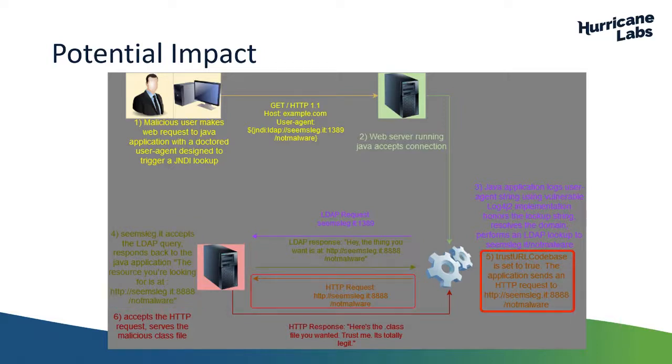The Java application is running a version of the Java runtime that has the trust URL codebase option set to true, so it will gladly say, okay, let me go and download that class file. So it'll request the class file from the attacker's web server, and the web server will respond and give it back the class file, and it'll run whatever's in there.